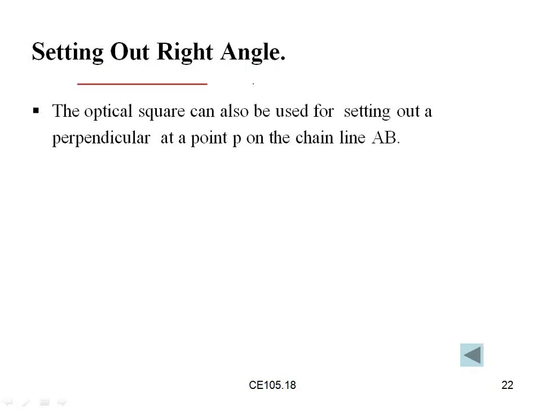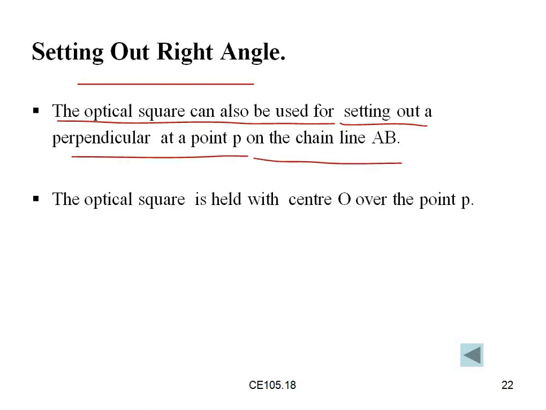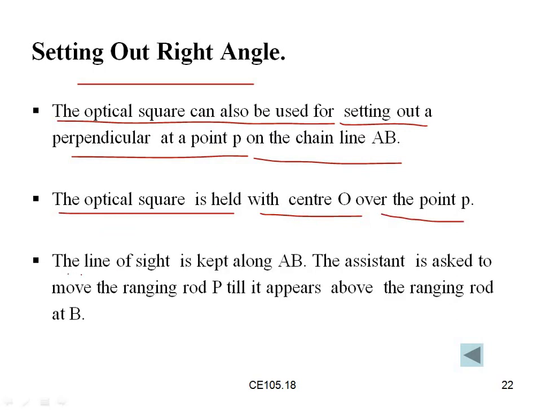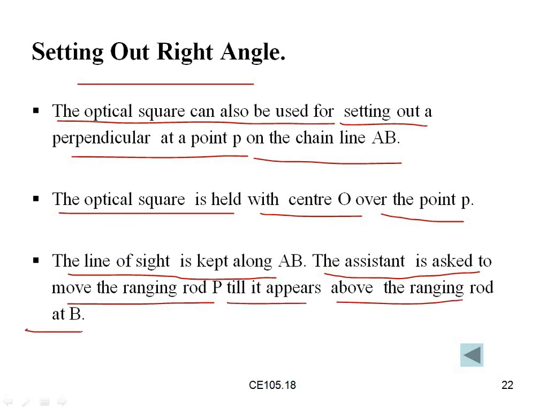Setting out a right angle. The optical square can also be used for setting out a perpendicular at a point P on the chain line AB. The optical square is held with the center O over the point P. The line of sight is kept along AB. The assistant is asked to move the ranging rod P till it appears above the ranging rod at B.